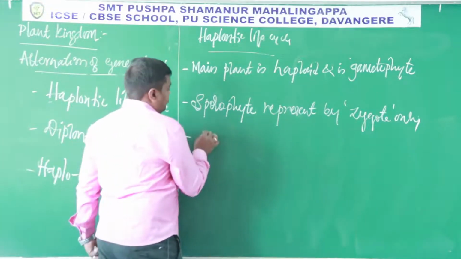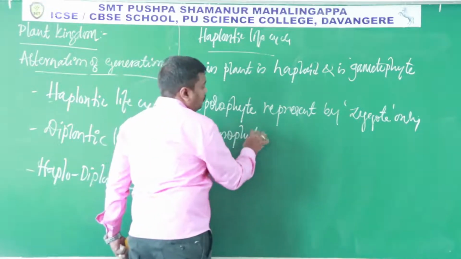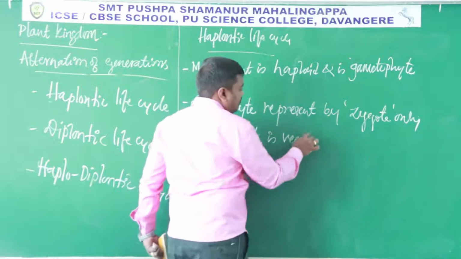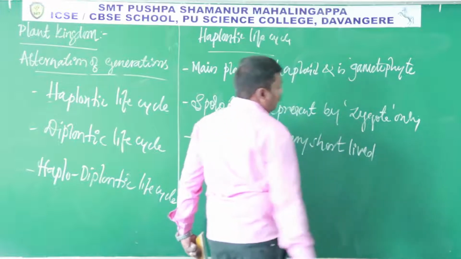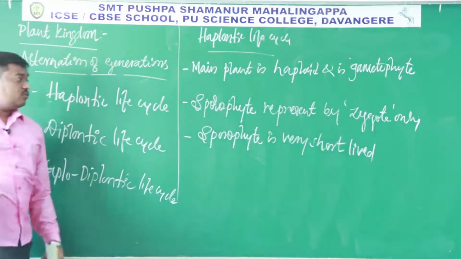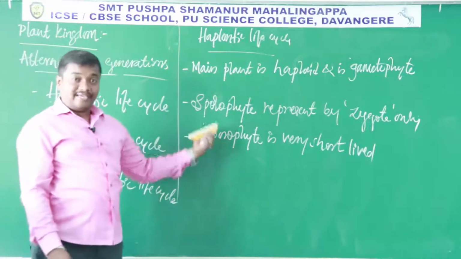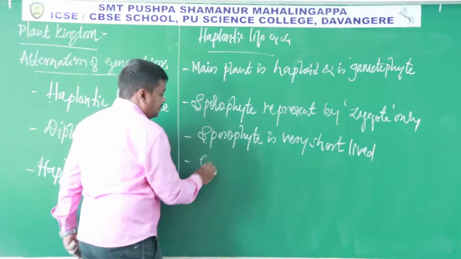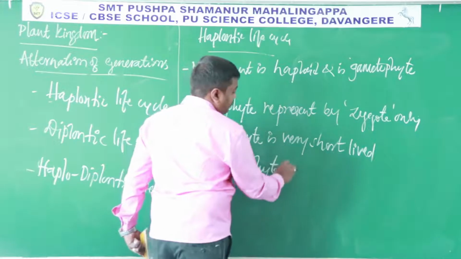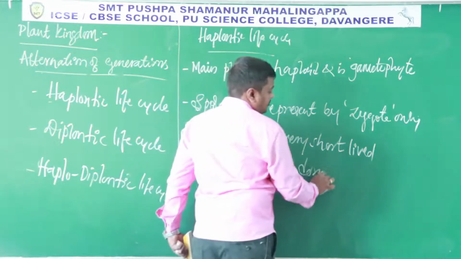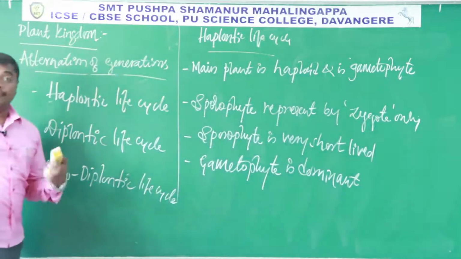Okay, sporophyte is very short lived. Sporophyte is very short lived. The sporophyte lives only for a very short time. Immediately it undergoes meiosis to form the gametophyte. So here gametophyte is dominant. Gametophyte is dominant in this.